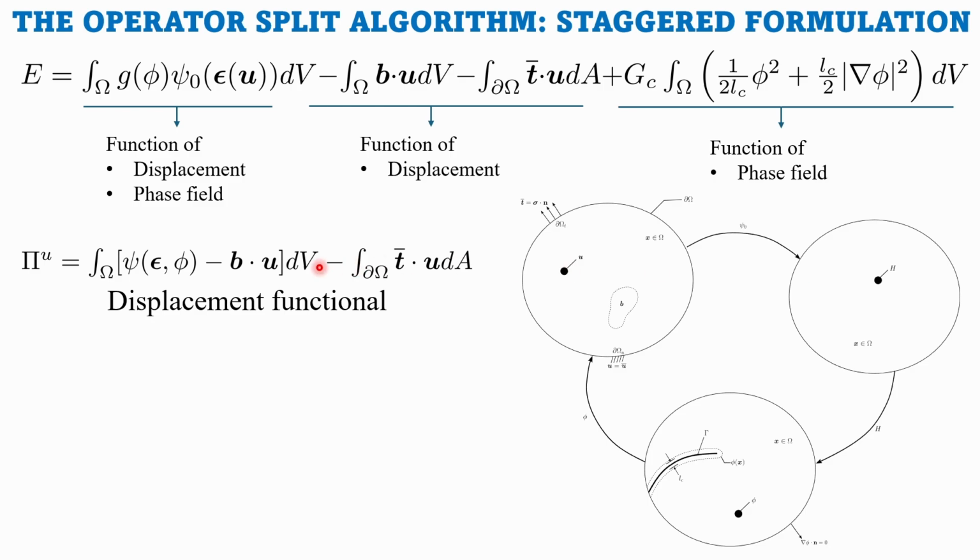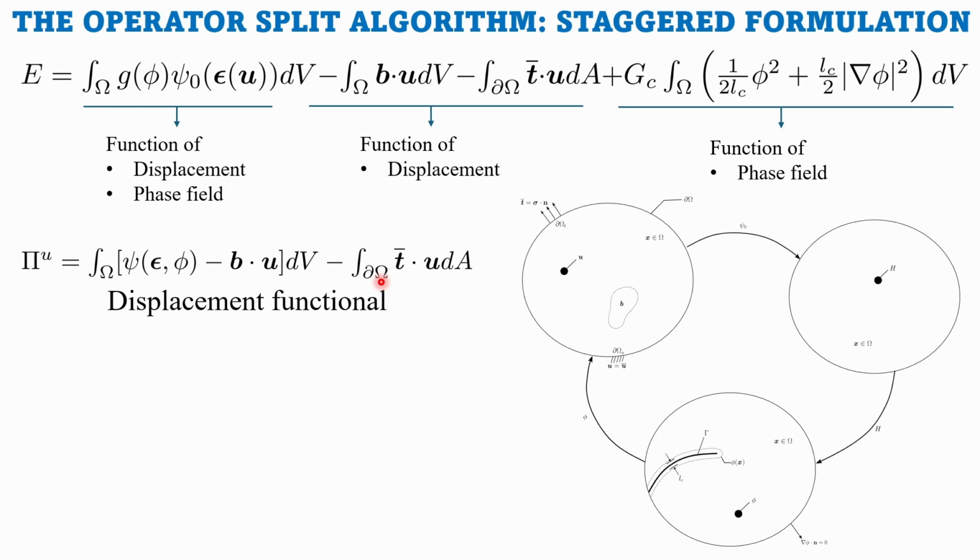So we denote pi u as the displacement functional, and we take this term. This term is essentially what? It is the strain energy of the cracked specimen, correct? So psi will be equal to g of phi times psi 0 according to the isotropic formulation. And if you are doing an isotropic formulation, you know what to do from the previous video. So we take this term and this term and this term and club them like this. The first two are a volume integral and the third one is a surface integral. So we get a displacement functional.